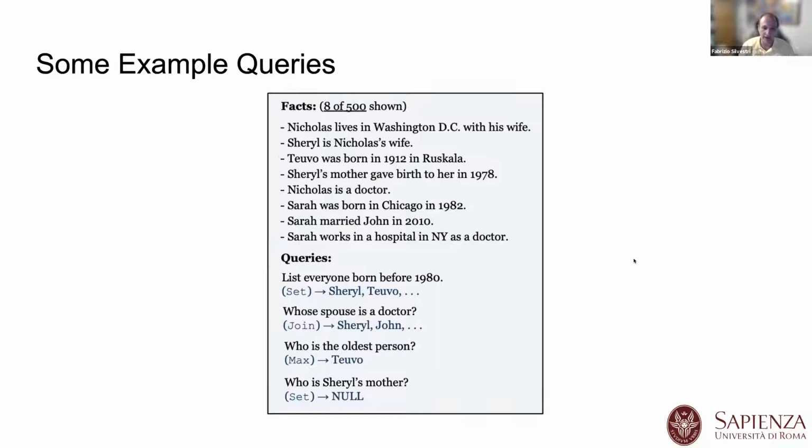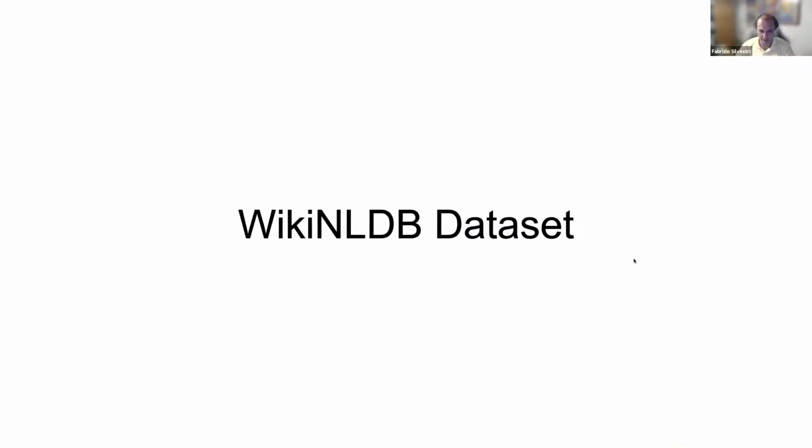And of course, you might also end up with null result sets, like who is Sherry's mother, which you don't know from the facts. Mind the fact that you always want to retrieve your answer from the facts. Of course, one possible extension would be to retrieve answers from the implicit knowledge base that is stored in the large language model. But in this work, we didn't take care of that.